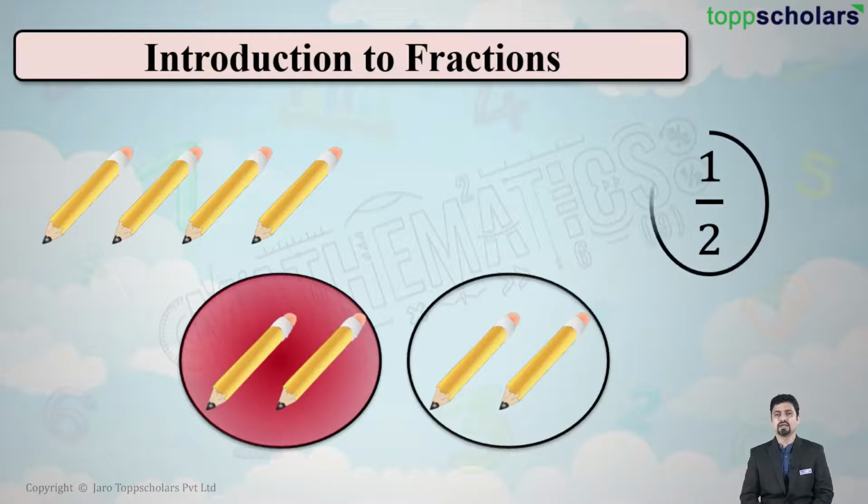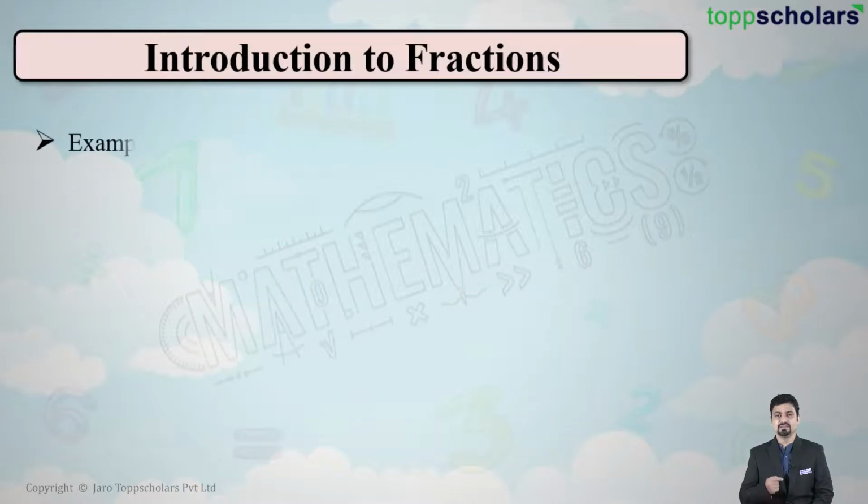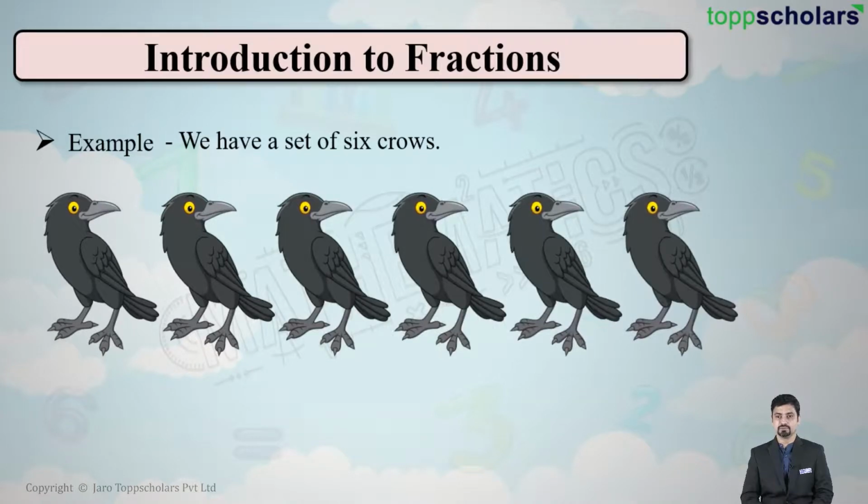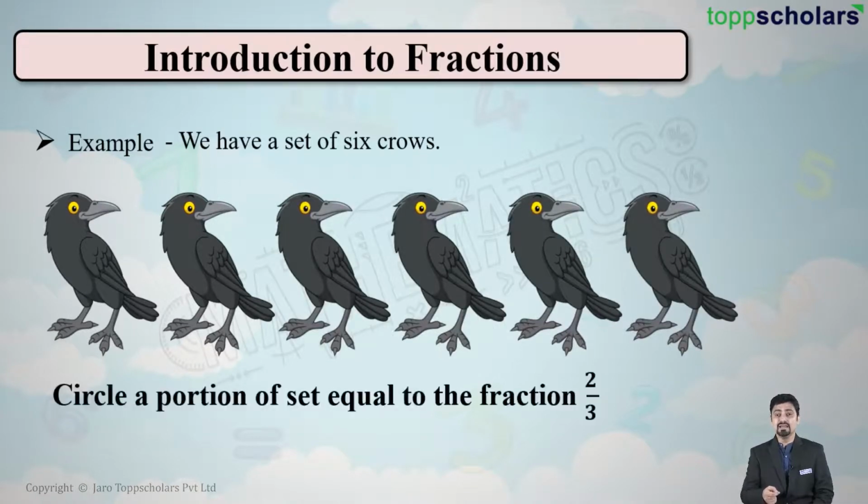Let's take one more example to understand this. So we have a set of 6 crows. What should we do here? Here we have to circle a portion of the set equal to the fraction 2 upon 3.